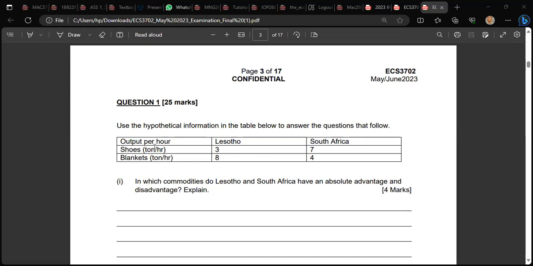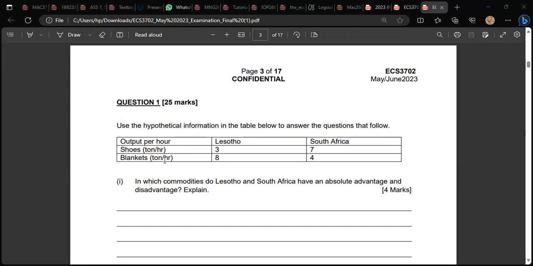When you're dealing with these questions, you always want to check what's in the brackets here, because it gives us an indication of what's being described, the meaning of the numbers that you see in that box. So if it's ton per hour, you're basically saying Lesotho, for instance, is doing 3 tons of shoes per hour, while South Africa is doing 7 tons per hour. And then blankets, you're also dealing with the production per hour.